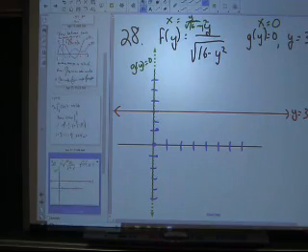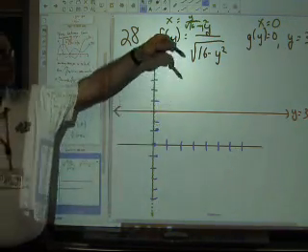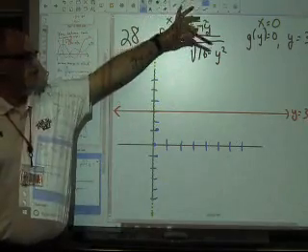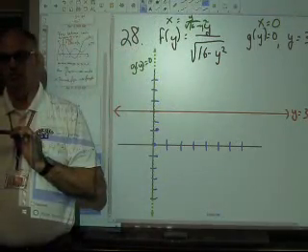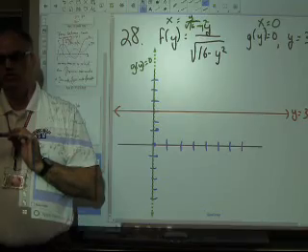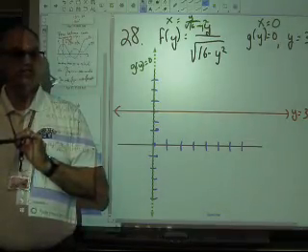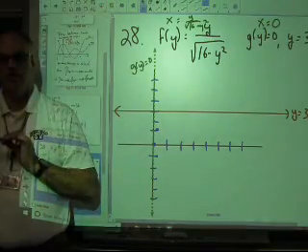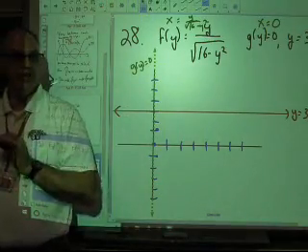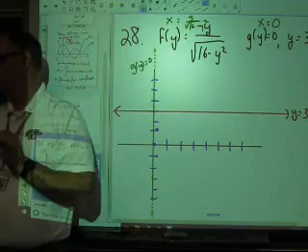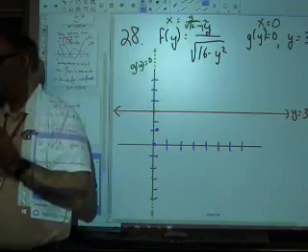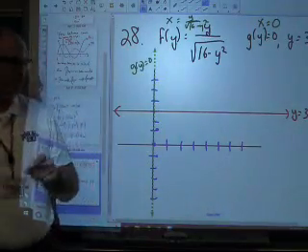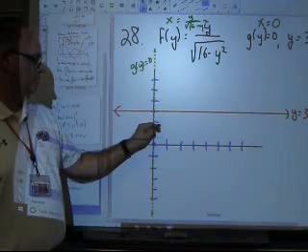What happens when y is 2? 2 over the square root of 16 minus 2 squared. This is 2 over the square root of 12. And the square root of 12 is 2 root 3, so it's just 1 over root 3, which is root 3 over 3, which sounds familiar from unit circle people. Yep, about 0.58.